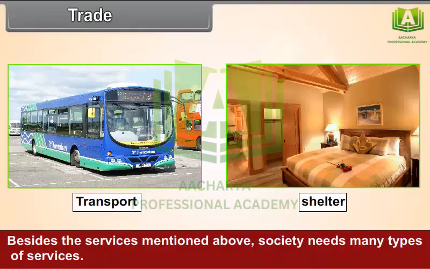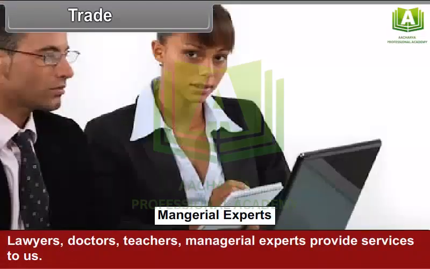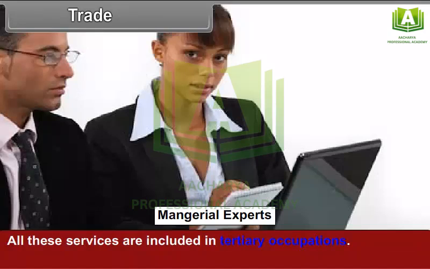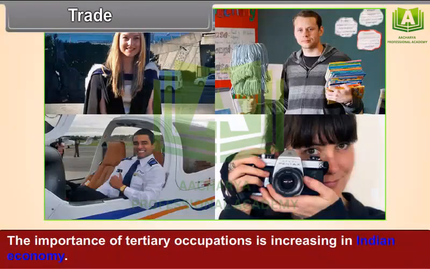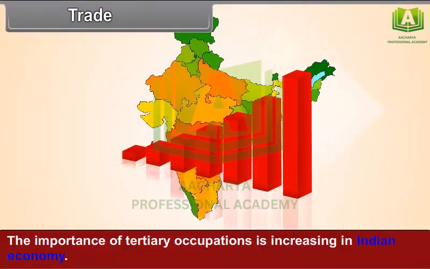Besides the services mentioned above, society needs many types of services. Lawyers, doctors, teachers, managerial experts provide services to us. All these services are included in tertiary occupations. The importance of tertiary occupations is increasing in Indian economy.